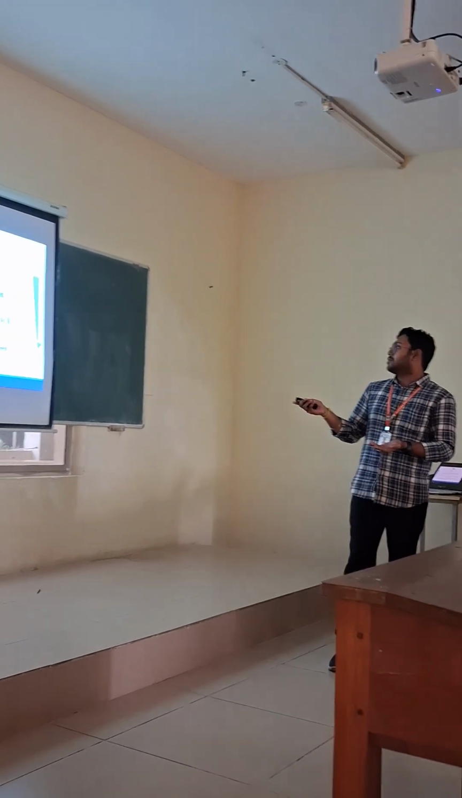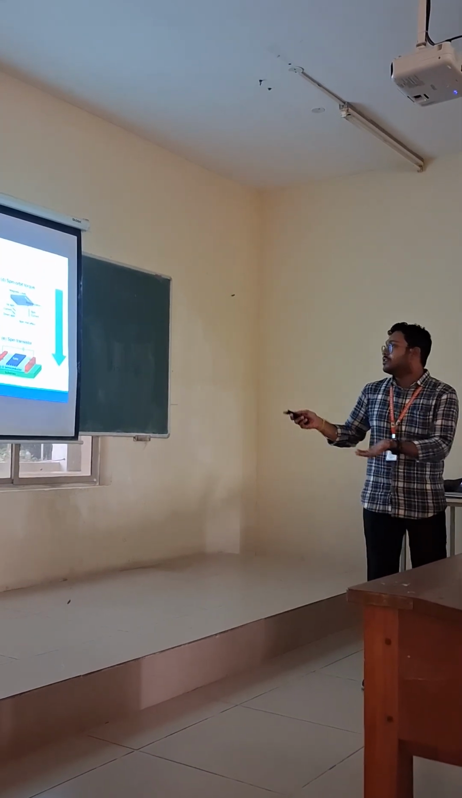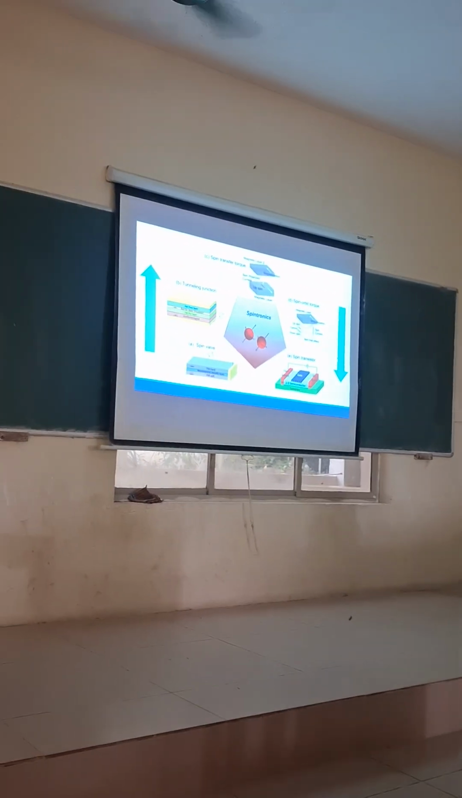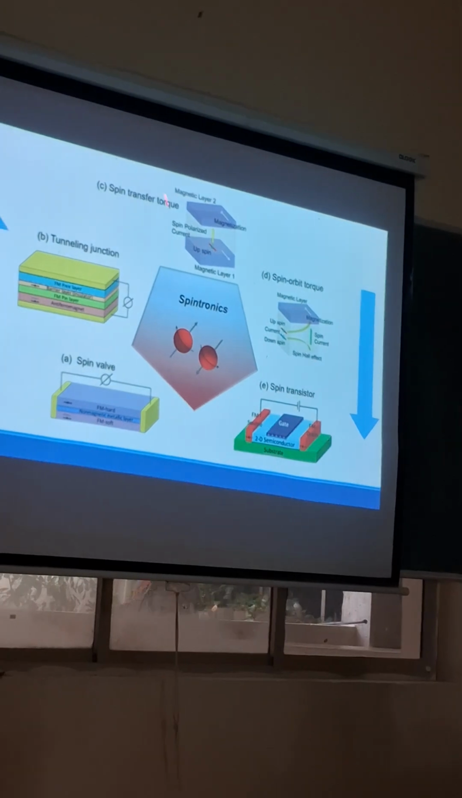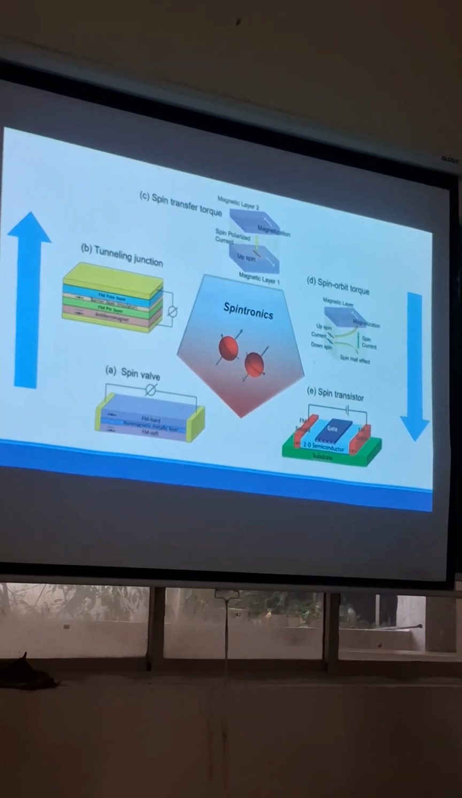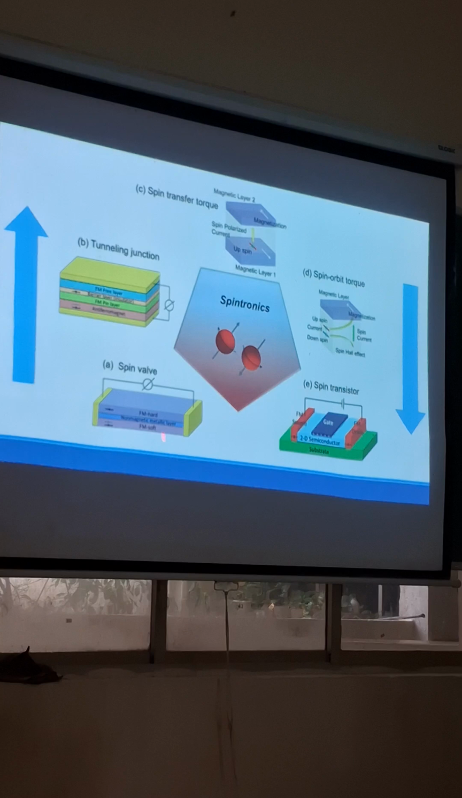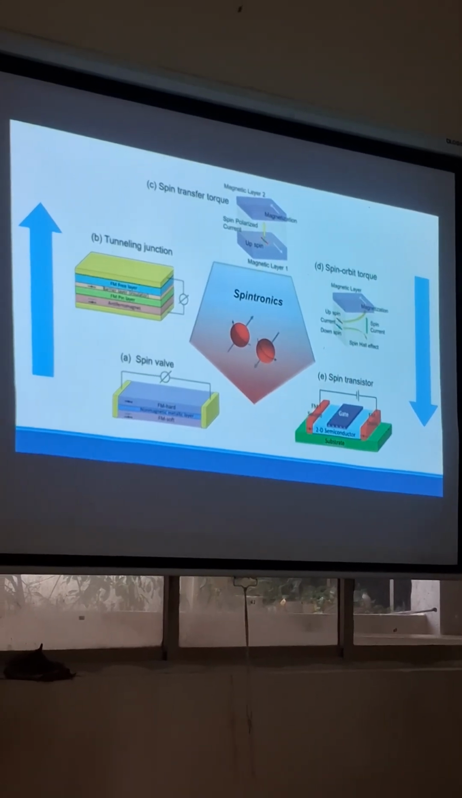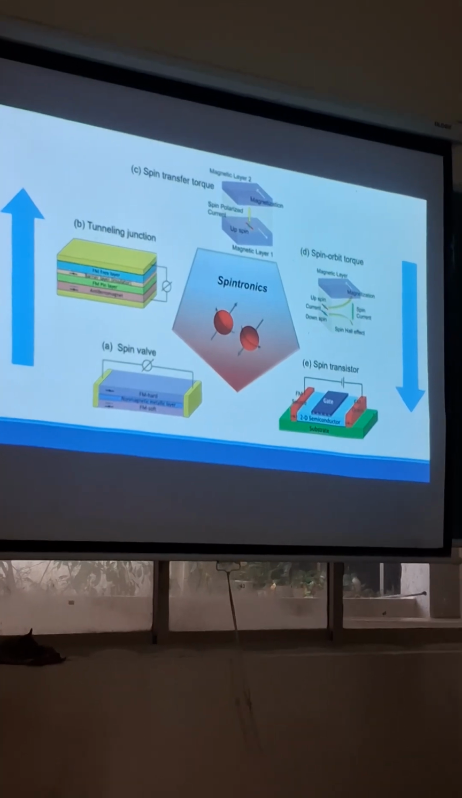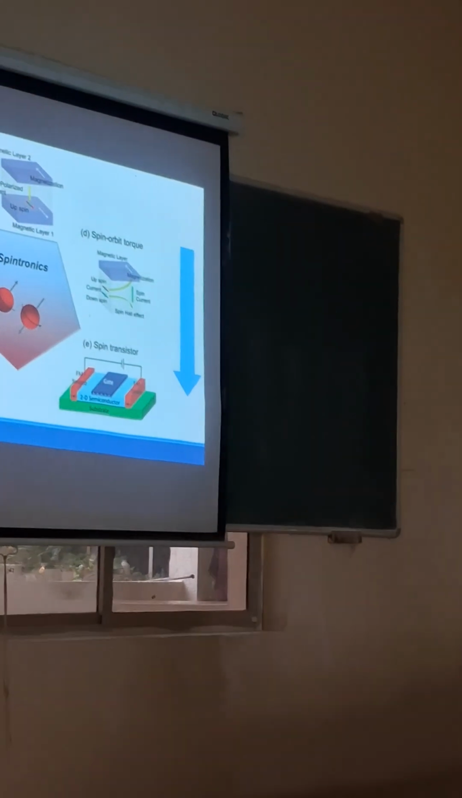Then let's focus on the devices. These are the structures we can make using the spintronic principles. As you can see, they are all a tri-layer or multi-layer structure, having two magnetic materials, and in between there will be a barrier. It will be a non-magnetic material, or you can use an insulator also.